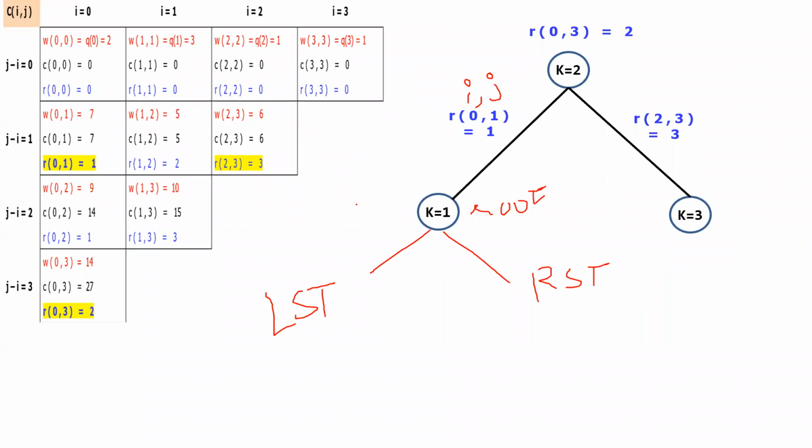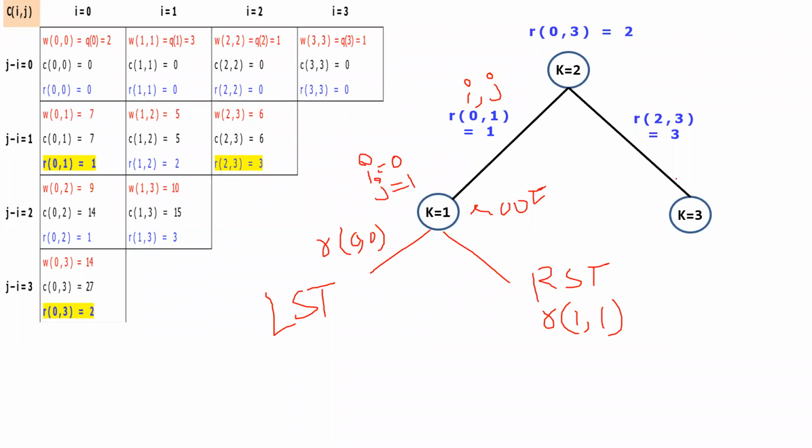K is equal to 1. So here the values are i equal to 0, j equal to 1, and k equal to 1. Now you have your i, j, k values. Write down the formula. The left side will be R of i, comma, k minus 1. On the right side, you are going to write it as R of k, comma, j. You have written left and right.